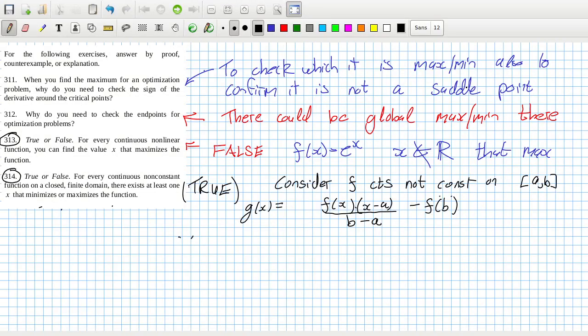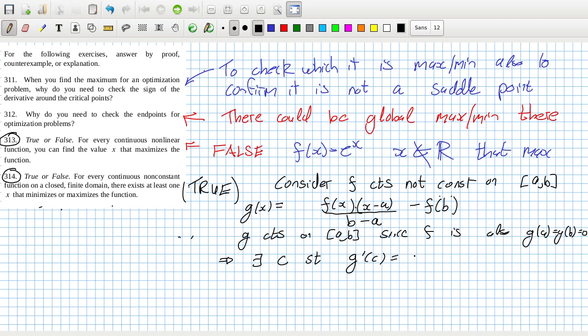Okay, so I've figured out the function. I'm going to call this function g equal to this. And the reason for that is g is continuous on [a, b], since f is. And also, g(a) equals g(b), which equals 0. So that means there exists a c such that g'(c) equals 0. (g(b) - g(a))/(b - a) equals 0.